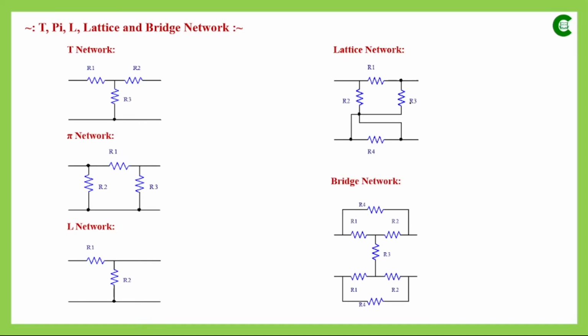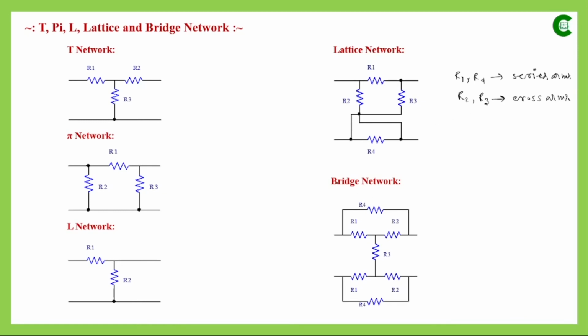Now the next type of network is the lattice network, where we can see four resistors connected in some fashion. Now the arms where R1 and R4 are connected are called series arms, and in that network the arms where R2 and R3 are connected are called cross arms.